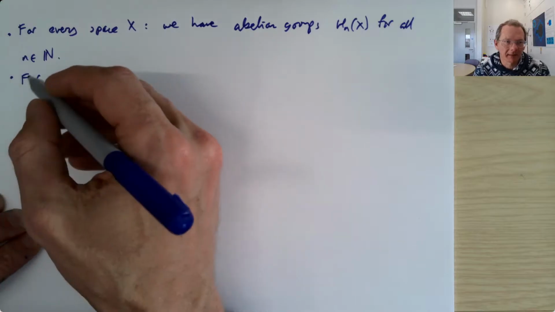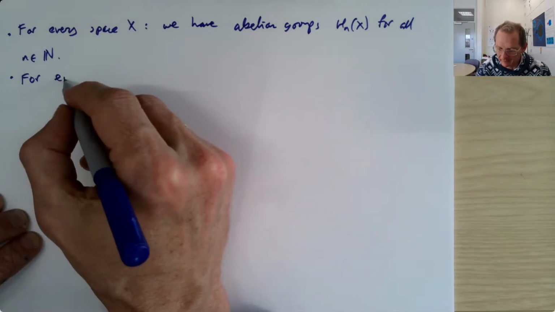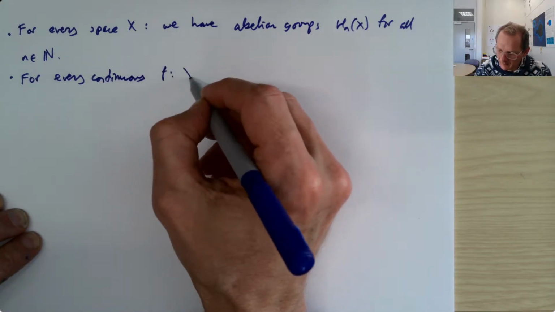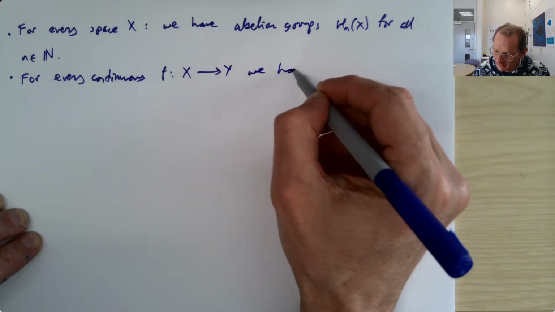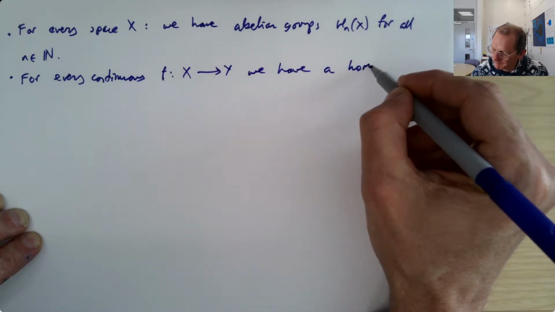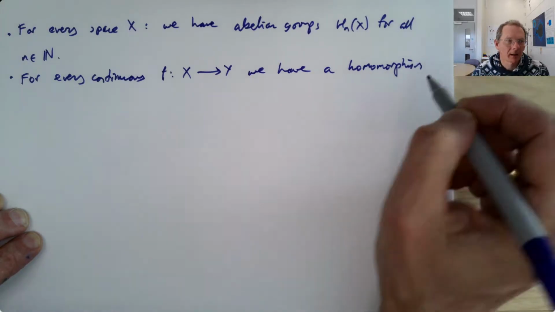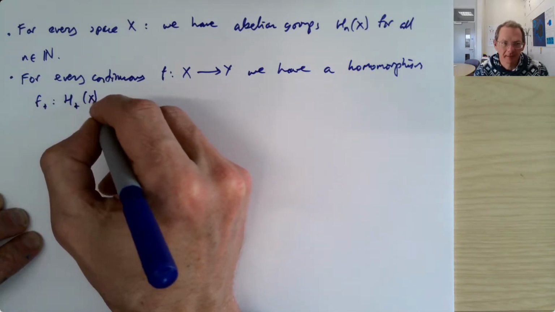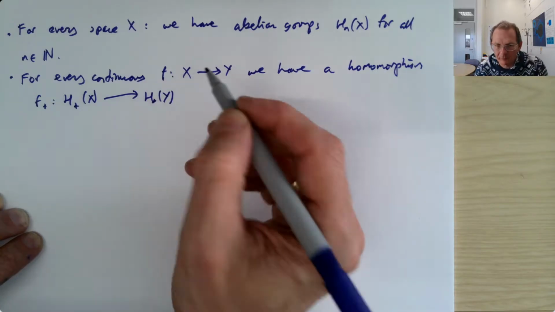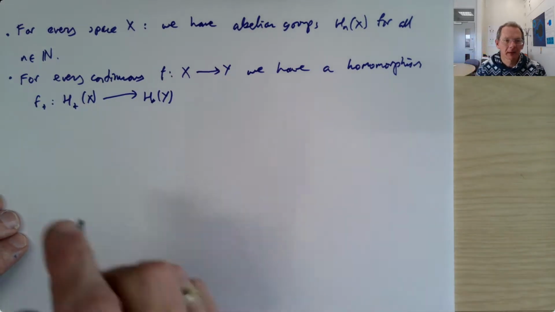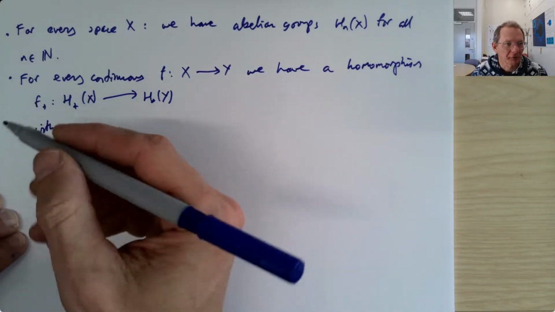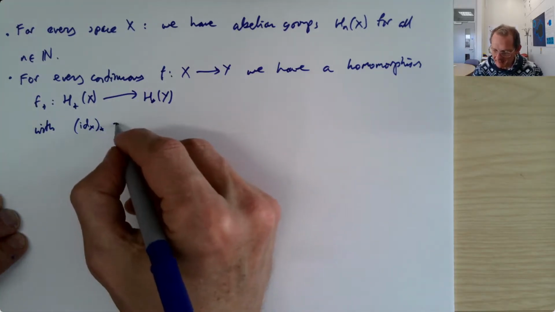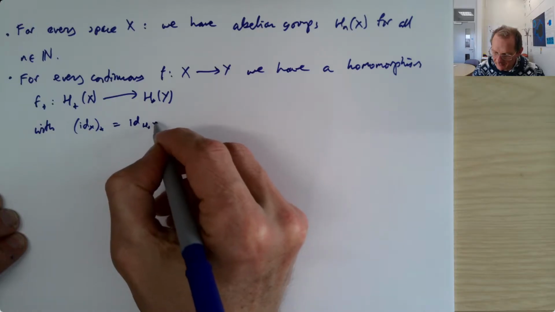And then this is functorial, so for every continuous map F from X to Y, we have a homomorphism, which we're calling F lower star, from H_n X to H_n Y for every n. And like I said, it's functorial, so that means that the map induced by the identity map is just the identity.